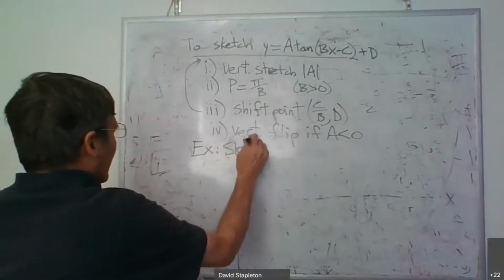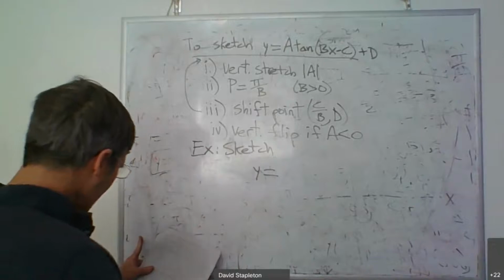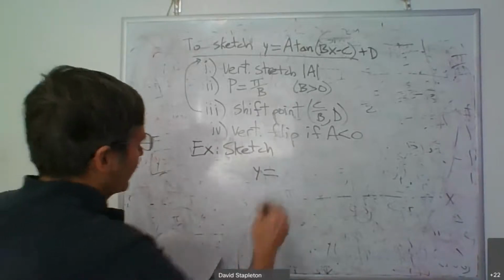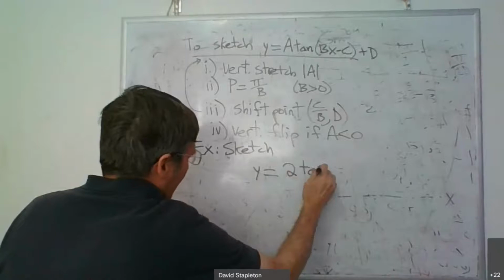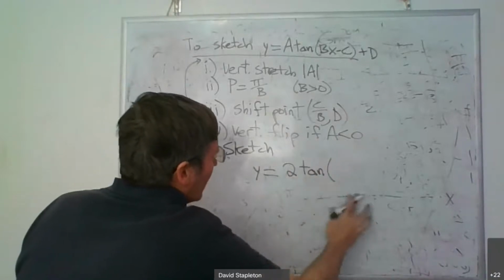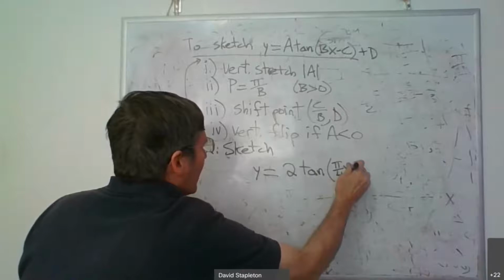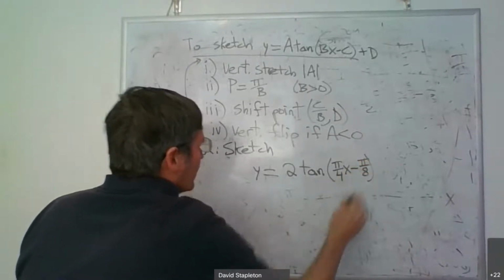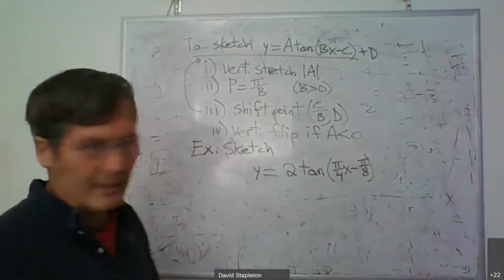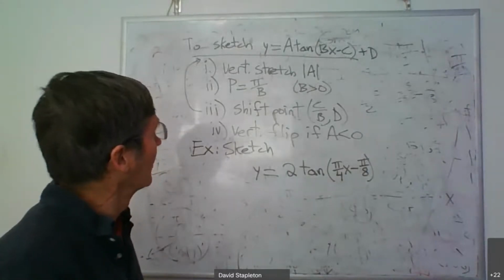Sketch the graph of this tangent function, y equals, actually, let's do this one: 2 tangent of pi over 4 x minus pi over 8, just like that. How can I sketch the graph? Those are the 4 steps.